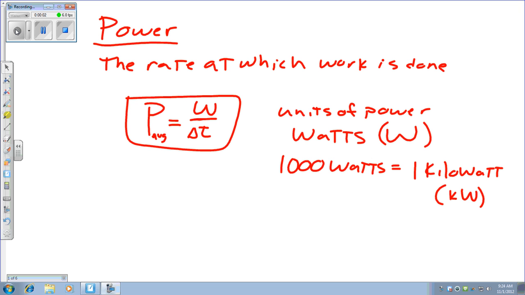This is power. As you probably remember from last year, power is the rate at which work is done. The units of power are watts, capital W, and 1,000 watts is equal to 1 kilowatt of power, little k, capital W. The equation itself is fairly straightforward. Because it's a rate, it's work done over time. So the average power is equal to work over the change in time, something you should probably already know.